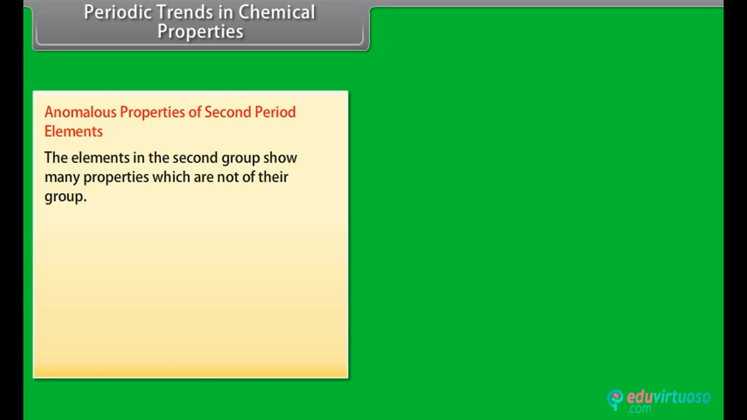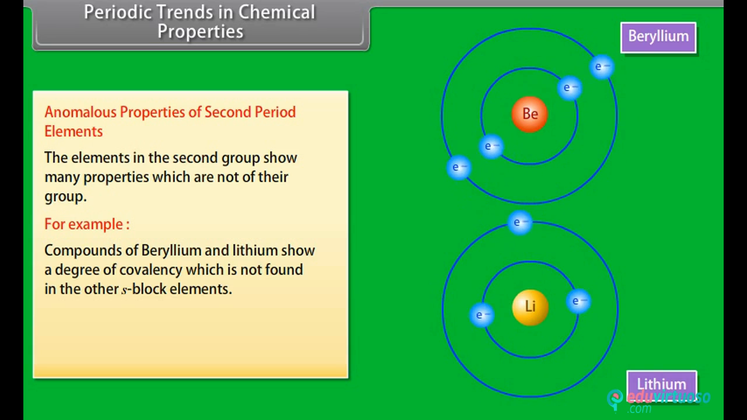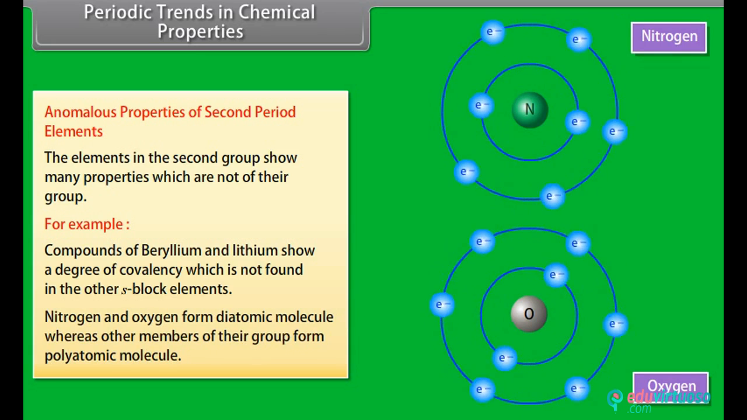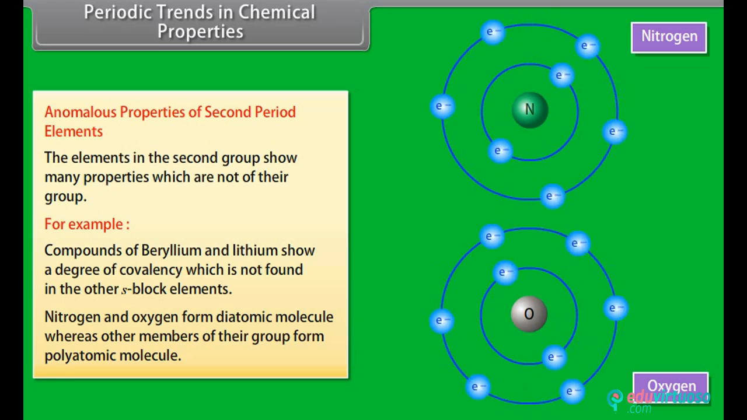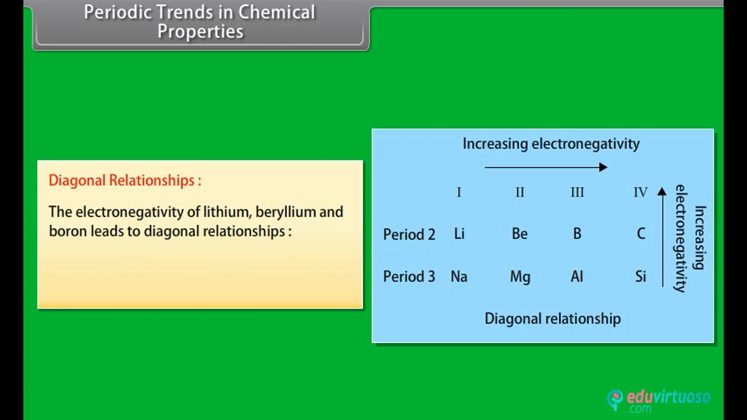The elements in the second period show many properties which are not like those of their group. For example, compounds of beryllium and lithium show a degree of covalency which is not found in the other S block elements. Nitrogen and oxygen form diatomic molecules, whereas other members of their group form polyatomic molecules. Diagonal relationships. The electronegativity of lithium, beryllium and boron leads to diagonal relationships. Lithium is strikingly similar to magnesium, beryllium to aluminum and boron to silicon.